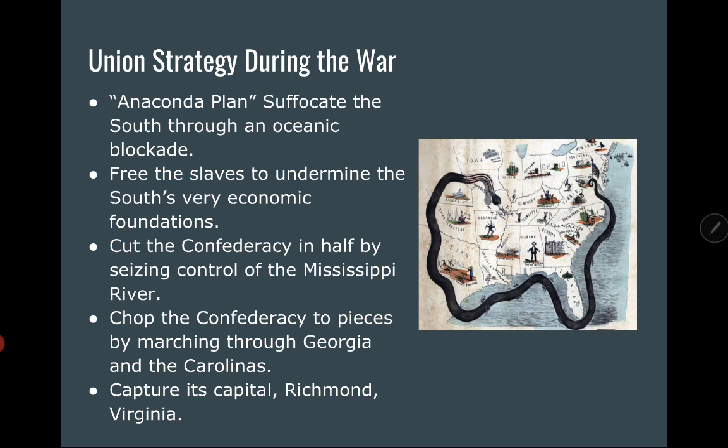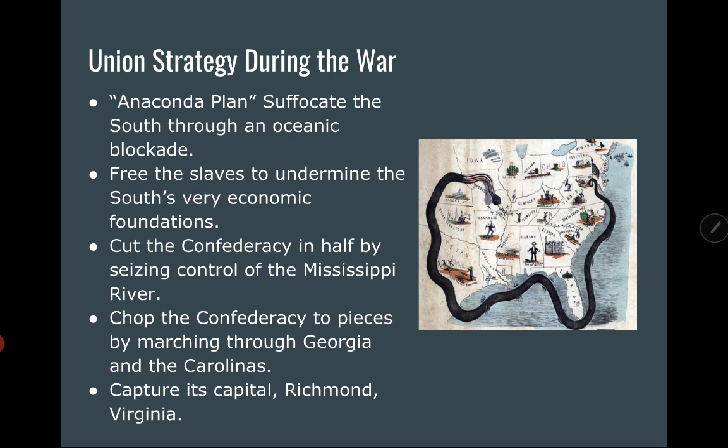Anyway, while the South is trying to trade with Great Britain, the Union's policy is to blockade, to suffocate the South through a blockade. They are not going to be able to trade that cotton for anything. They are going to starve them out. They're going to cut off the Confederacy. They're going to control the Mississippi, and they are going to stop all trade with a blockade.